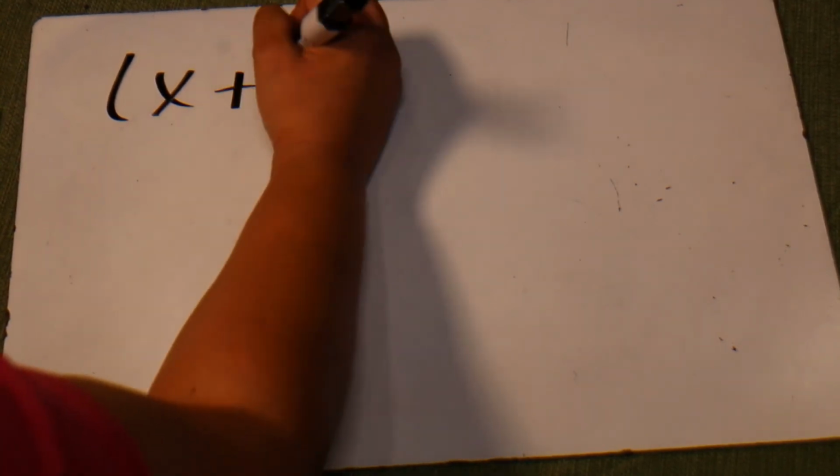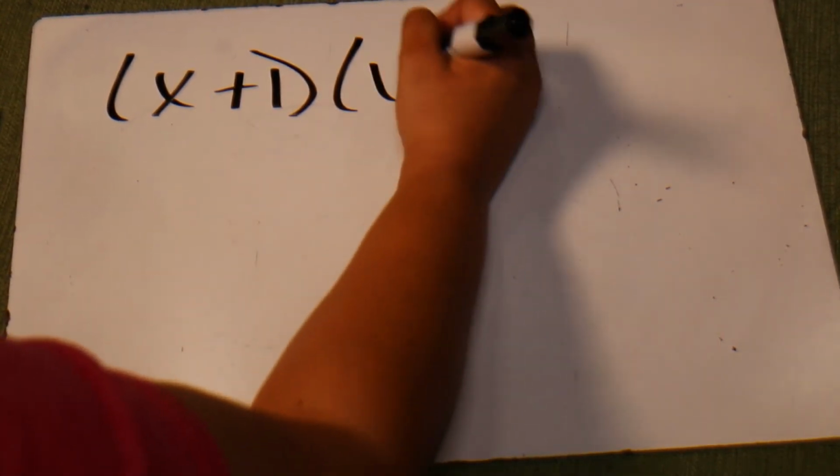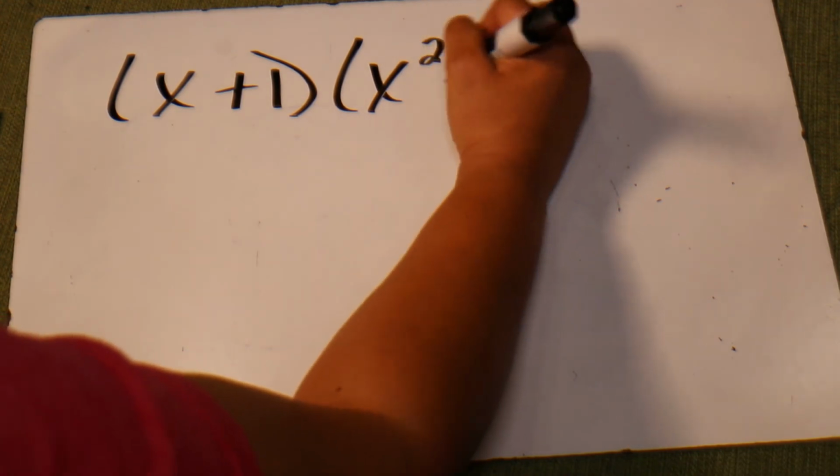Alright. Let's see which problem we're going to do next. Okay, so let's add a little difficulty for our next problem. So we're going to do x plus 1, x to the second plus 3.